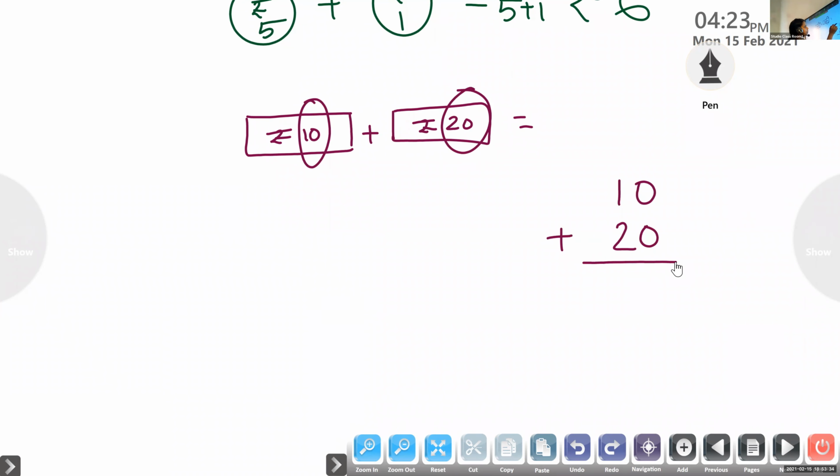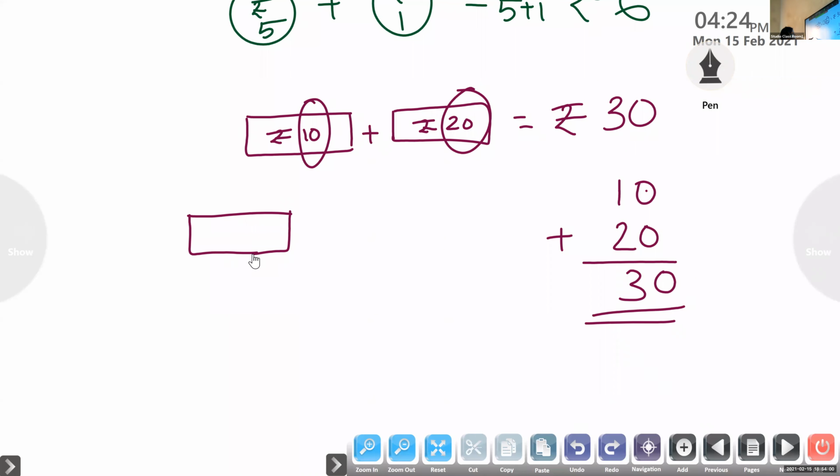Now let us add. In the ones place, we have 0 plus 0. 0 plus 0 is equal to 0. No need to write, my dear. 1 plus 2. What is the answer? 3. So, what is the total amount in my hand? 30. Very good.